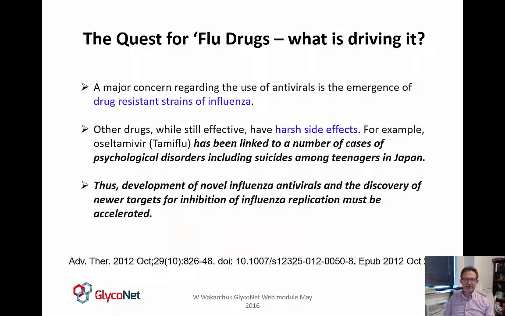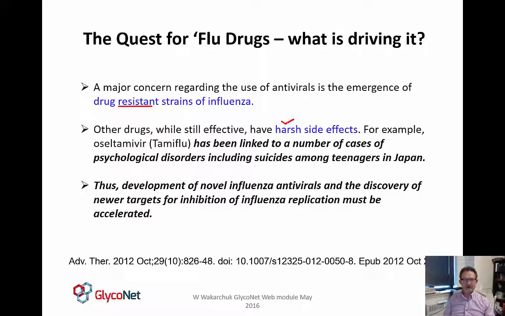The quest for these flu drugs has been driven by the fact that anytime we use antivirals, we run the risk of ending up with resistant strains. The other reason that's driving the development of second-generation drugs is that while we have drugs which are effective, and we'll talk about them in a minute, it is possible to have off-target effects, these side effects. For example, the current flu drug oseltamivir, also known as Tamiflu, has been linked to a number of cases of psychological disorders, including a few suicides among teenagers in Japan. Clearly, these are side effects that you would want to avoid.